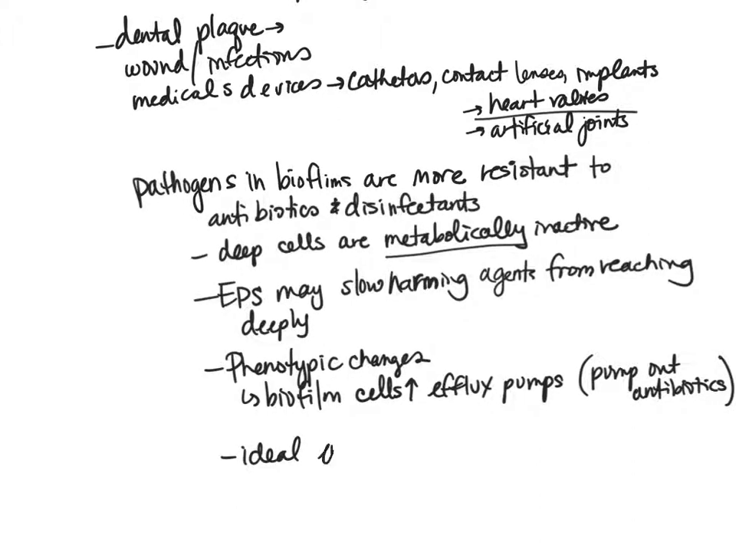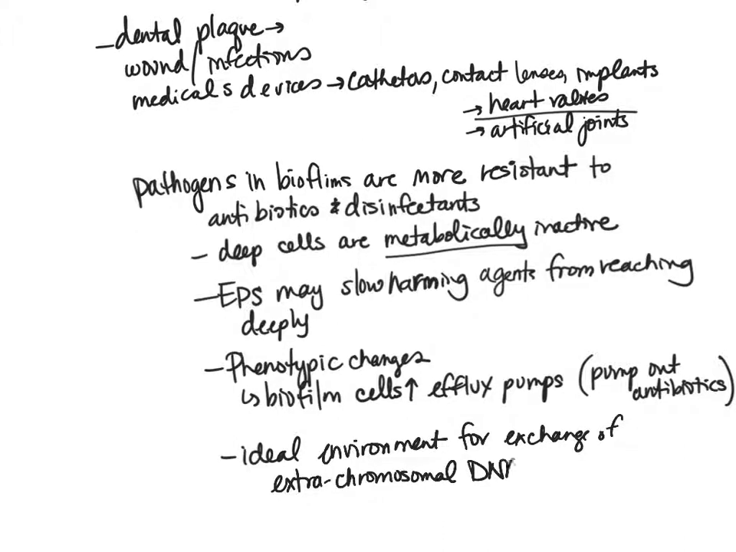So an ideal environment for exchange of extrachromosomal DNA, meaning plasmids, for example, or other extrachromosomal DNA. So just chunks of DNA that are kind of hanging out, even if they're not considered plasmids at that point, and they just have somehow been brought into the cell or picked up in the environment. And oftentimes these have antibiotic resistance on them.